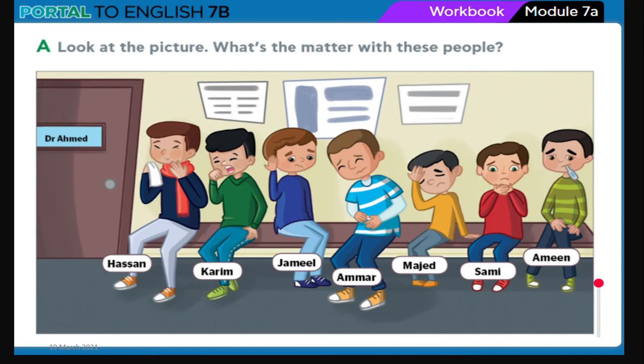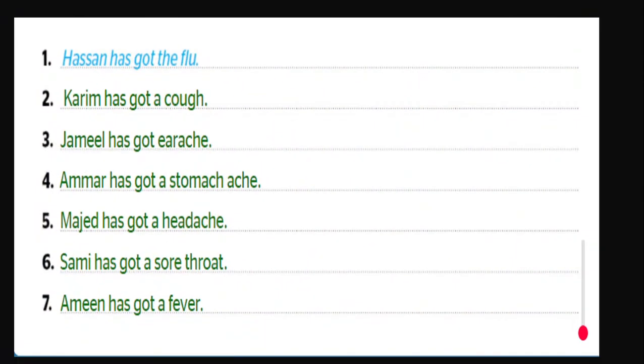Now let's see. For example, the first one, he has got a flu. Number 2, Carol has got a cough. Jamil has got a headache. Excellent. Amar has got a stomachache. Majid has got a headache. Sammy has got a sore throat. Excellent. Amin has got a fever. If you have any one of these symptoms, for example cough, headache, stomachache, or sore throat, please, my dear students, stay at home, okay?